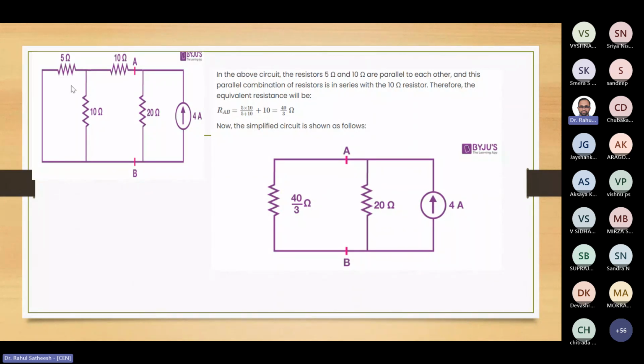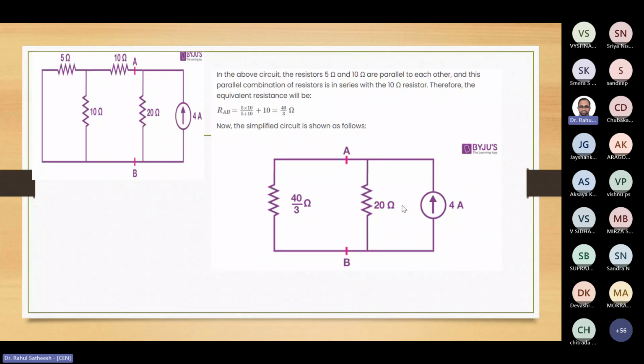So 40 by 3 ohm in this pattern, so that the circuit can be reduced to 40 by 3 ohm here, and 10 and 20 we can have as 20 ohm here. Okay, 5 and 5 into 10 plus 5 plus 10 is the parallel here: 10 ohm in series with 5 ohm and 10 ohm in parallel. So we'll get 40 by 3 ohm here, 20 ohm here.